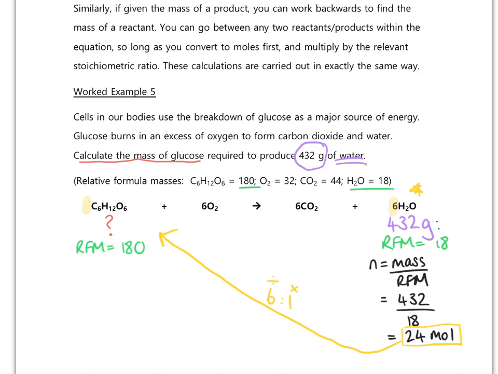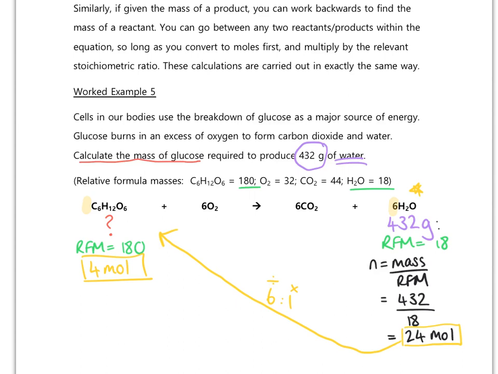So just think really carefully about the direction you're going. You're going from 6 moles of water to 1 mole of glucose. So essentially I'm dividing by 6 in this case. So 24 divided by 6 and times by 1, if you want to think of it that way, is going to give me 4 moles of glucose. So I need 4 moles of glucose to produce 24 moles of water.